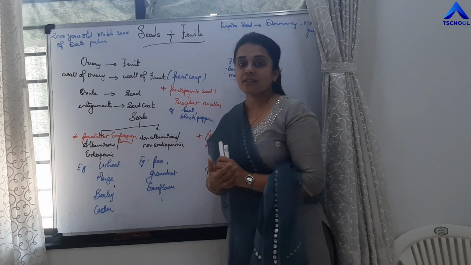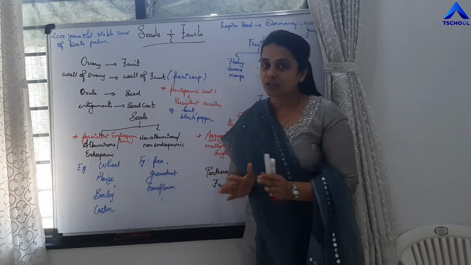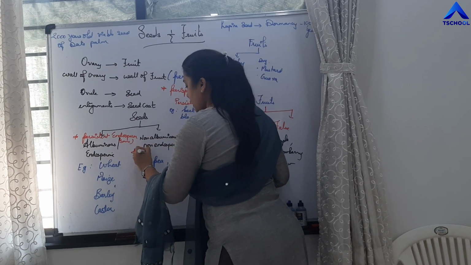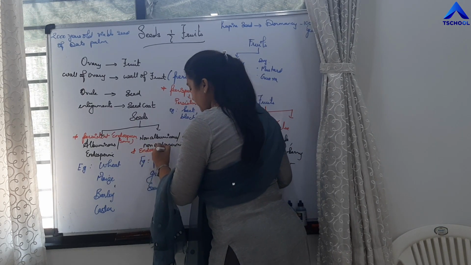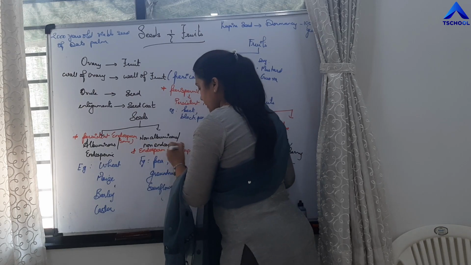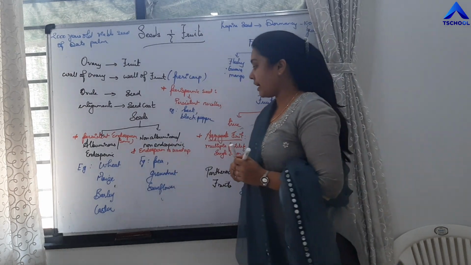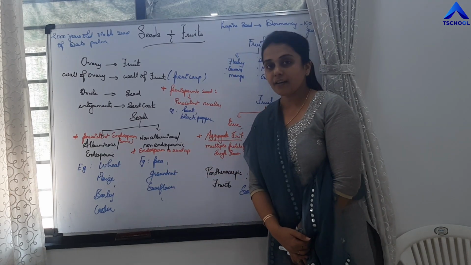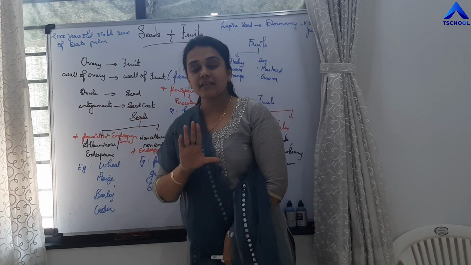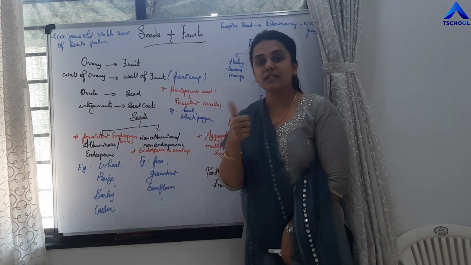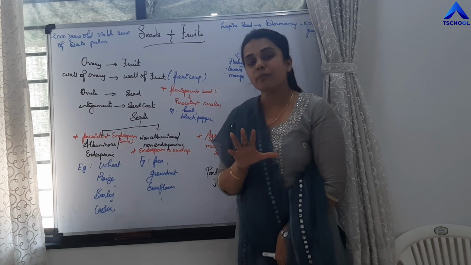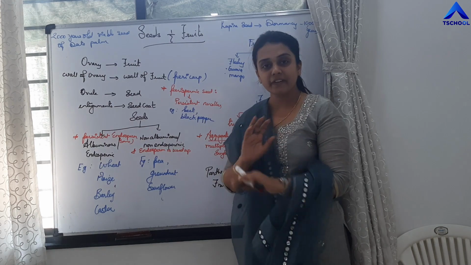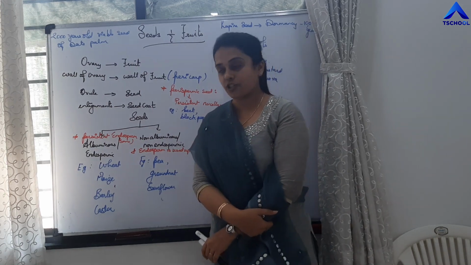The second type of seed is non-albuminous seed or non-endospermic seed, in which endosperm is completely used up. Examples of non-endospermic seeds are peas, groundnut and sunflower seeds, right? So seeds are basically classified into two types, albuminous and non-albuminous. Albuminous seeds where there is persistent endosperm, and non-albuminous where endosperm is completely utilized.